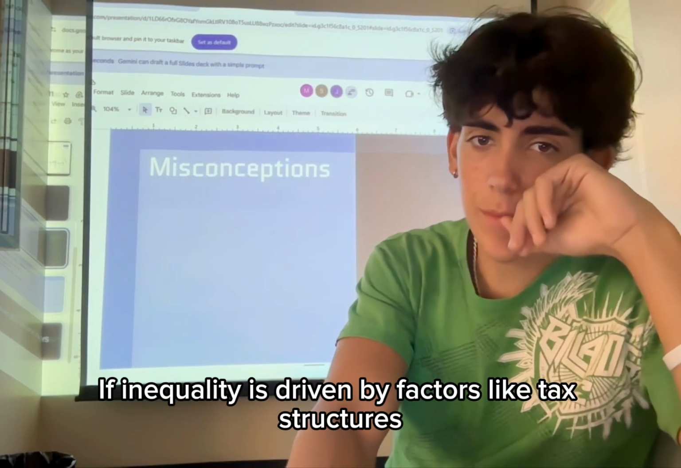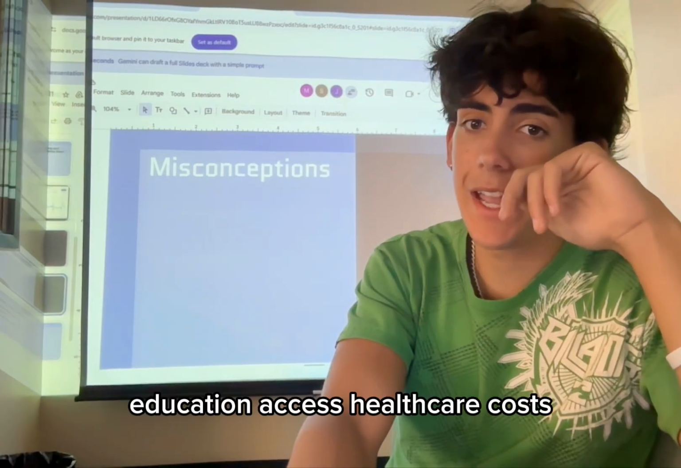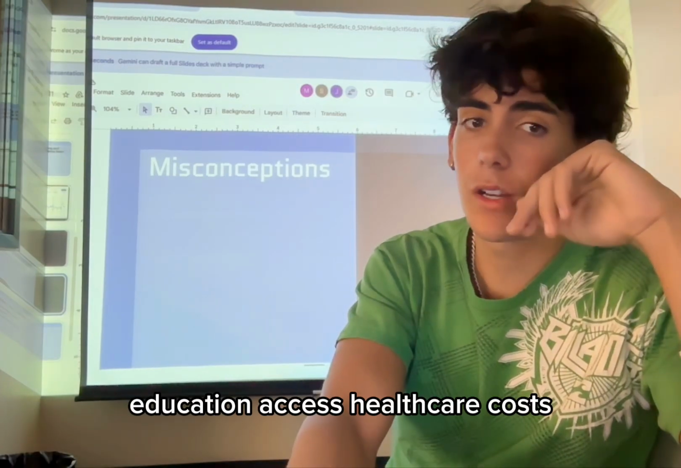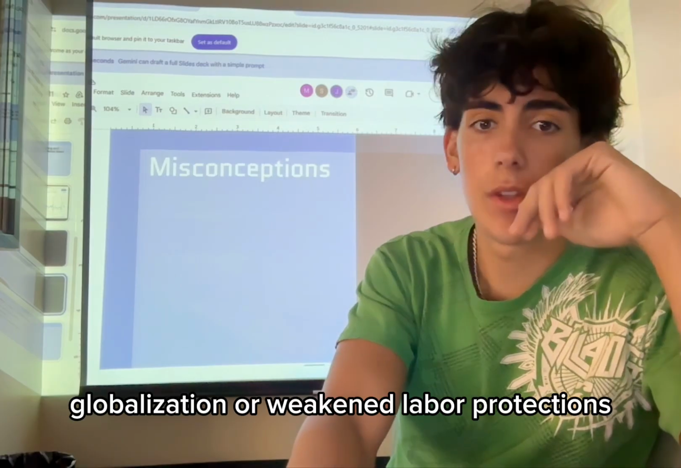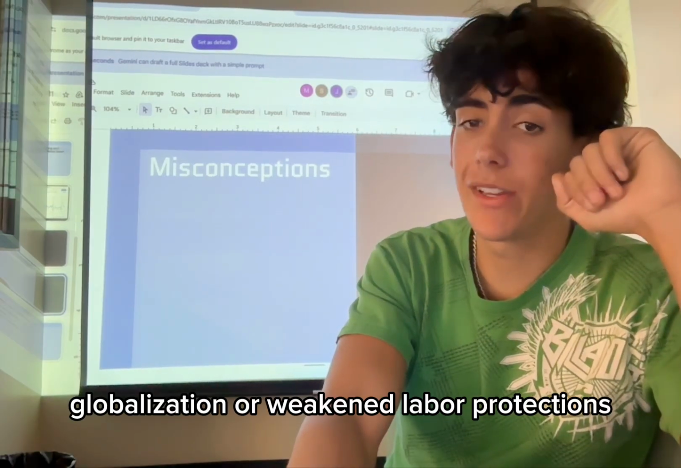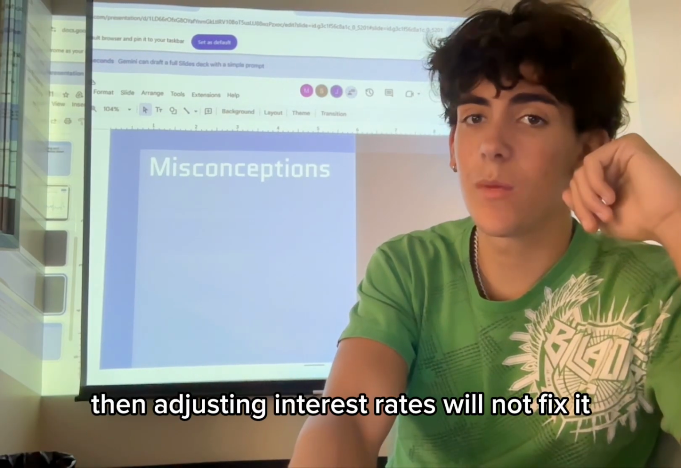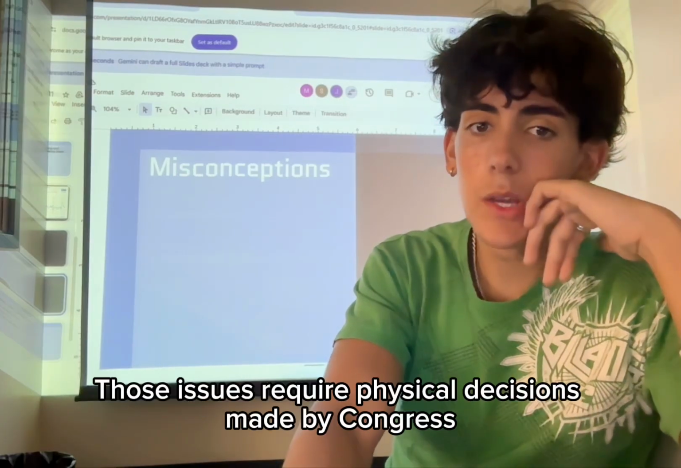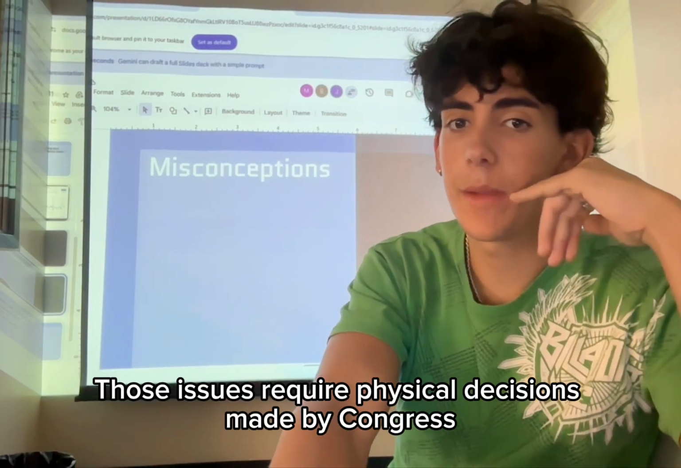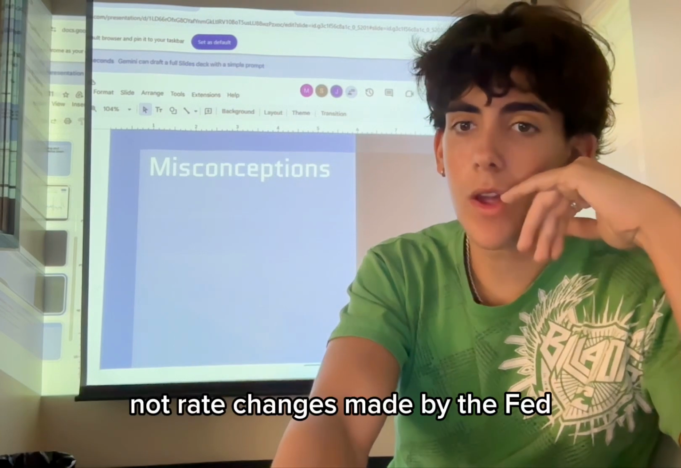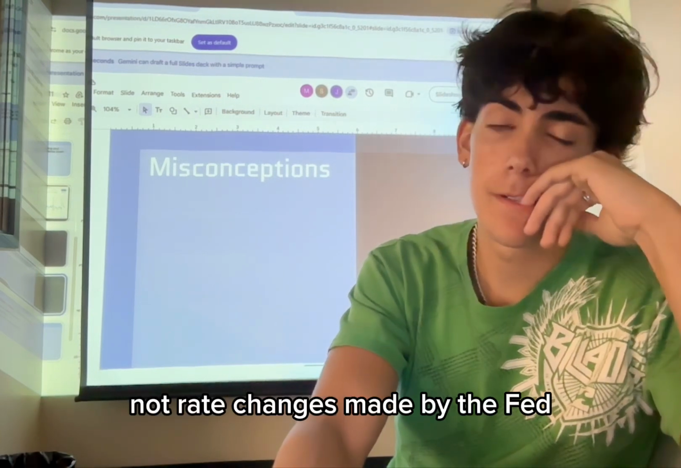If inequality is driven by factors like tax structures, education access, healthcare costs, globalization, or weakened labor protections, then adjusting interest rates will not fix it. Those issues require fiscal decisions made by Congress, not rate changes made by the Fed.